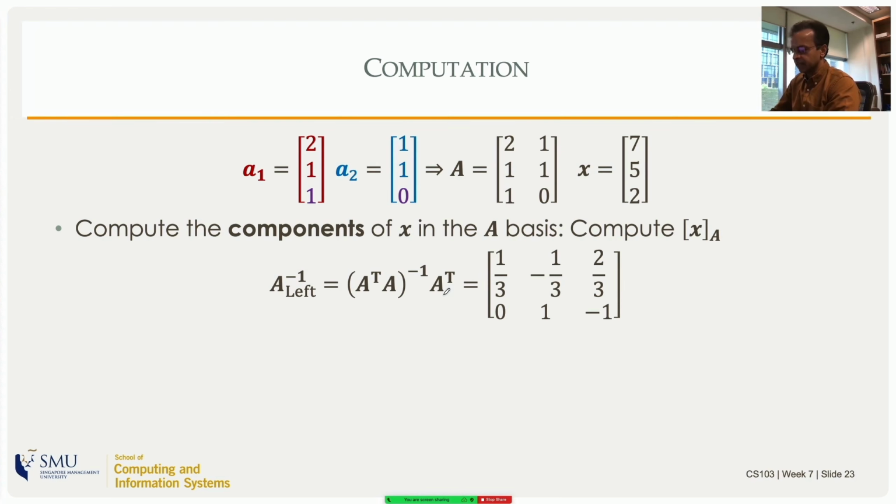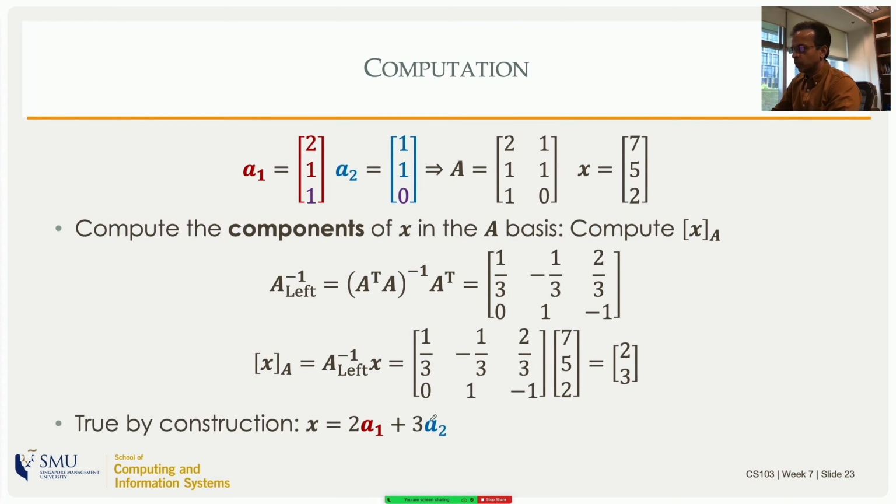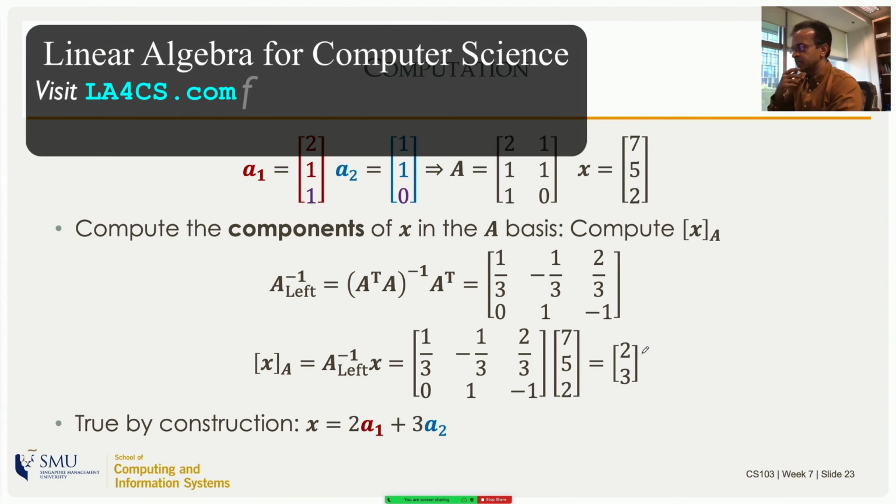That's the answer. The left inverse times the original vector x will give me the components. That turns out to be 2, 3. We started with 2 a1 plus 3 a2 and we retrieved it using our left inverse. So that method actually works.